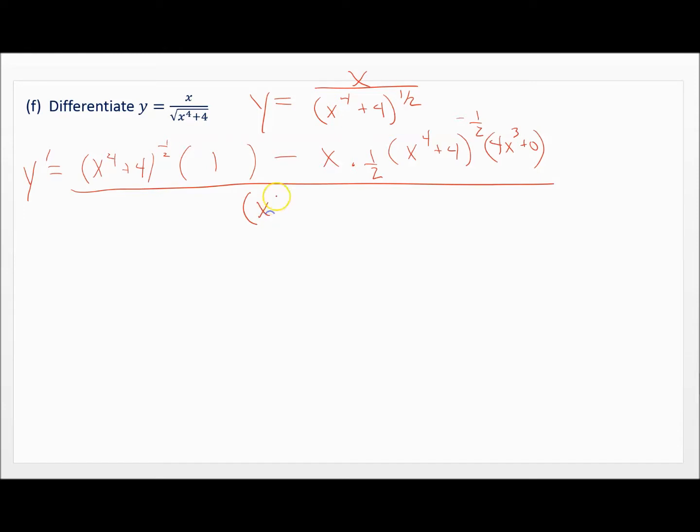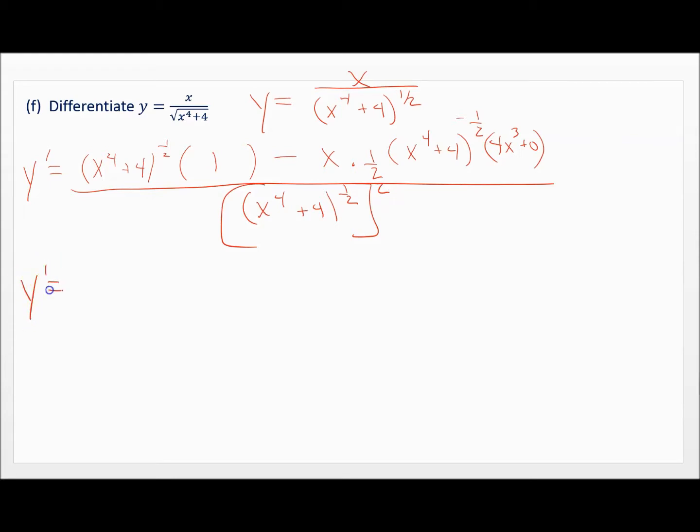So that's x to the 4th plus 4 to the 1/2. That whole thing is squared. That's your derivative, right? That's it. But simplifying is required next. Okay, so here I go.